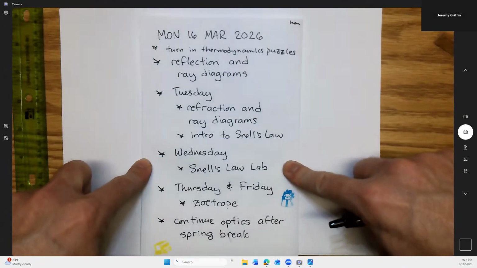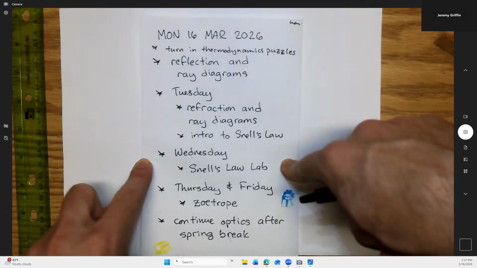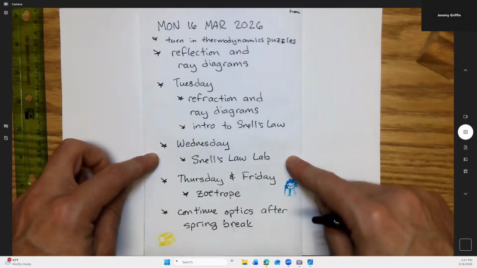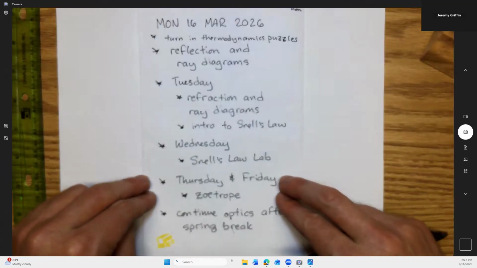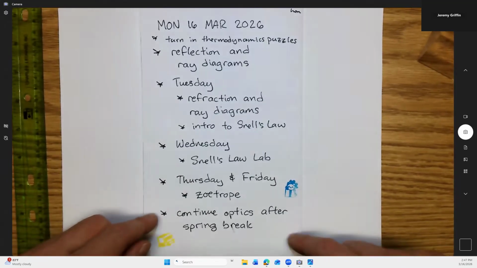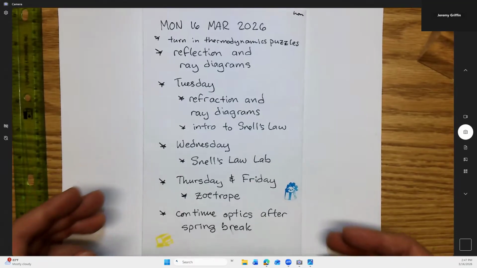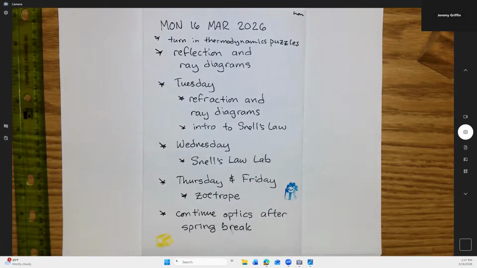On Wednesday, I'll get you some lasers. I've got a whole box of lasers now, and some curvy prisms. Thursday and Friday, we'll do a zoetrope activity, and there's more optics I want to do, but we're going to save that for after spring break. So are you good with the agenda so far?